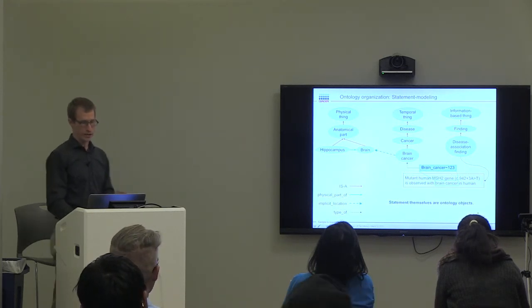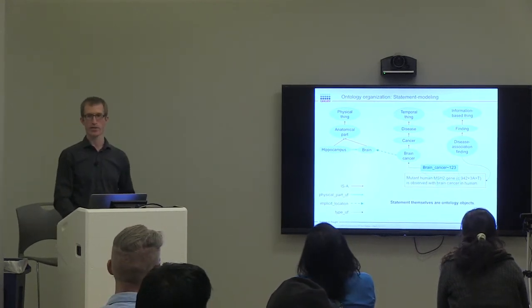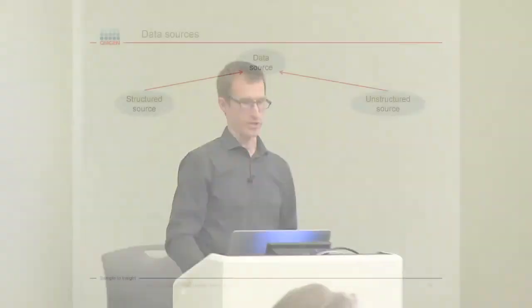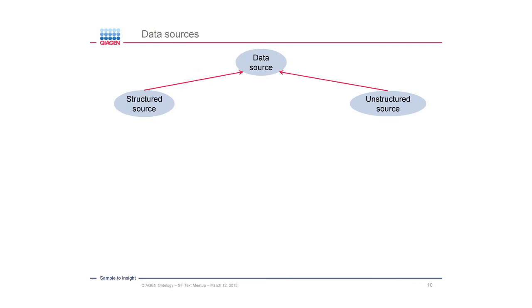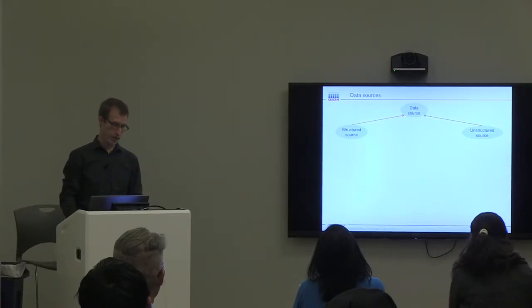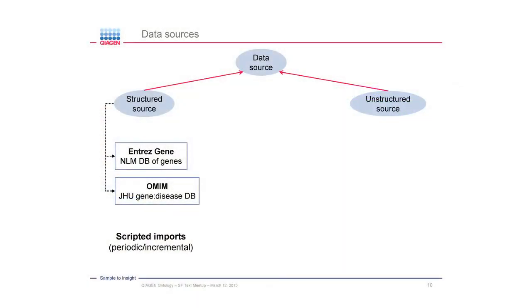Okay, so I think I've said this, but statements themselves are objects in the ontology, both kinds of statements and the individual statements. So, data sources. There's a wide variety of data sources that we use, and I'm definitely not going to talk about all of them, but we need to keep up to date with them for them to be useful to us. And we have a variety of techniques to get data from them into the ontology. I've sort of divided them here into their own little ontology.